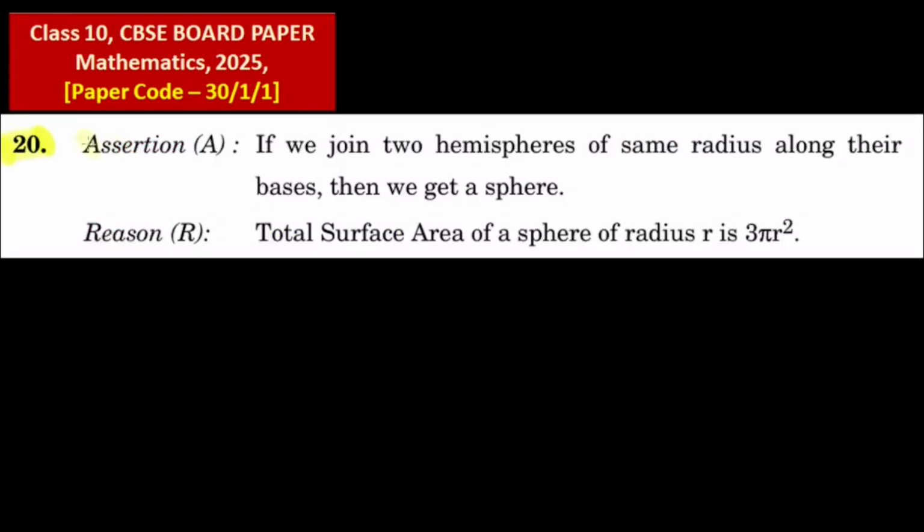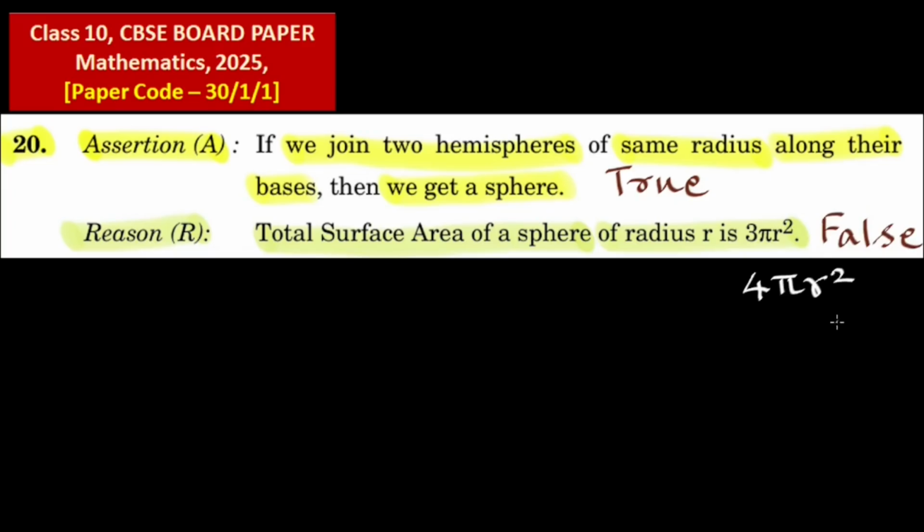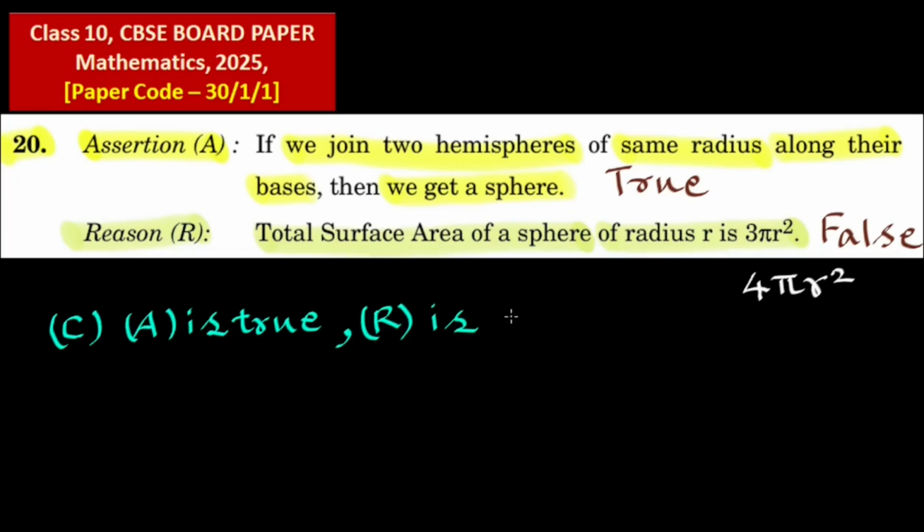Question 20. Assertion A is, if we join two hemispheres of same radius along their bases, then we get a sphere, which obviously is true. In reason R, it is said that total surface area of sphere of radius R is 3 pi r square, which is false because it is 4 pi r square. Hence, the correct answer option is C, which says assertion A is true and reason R is false.